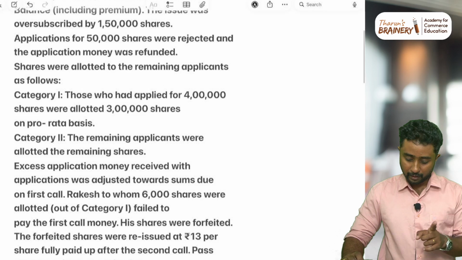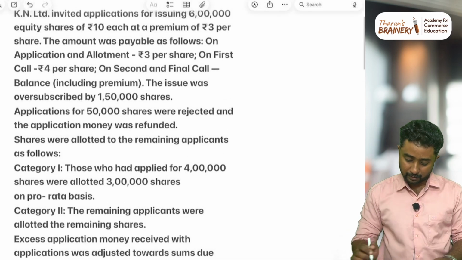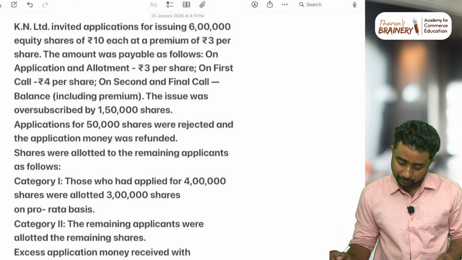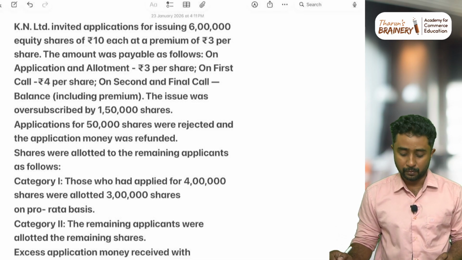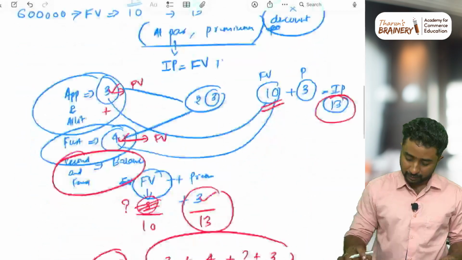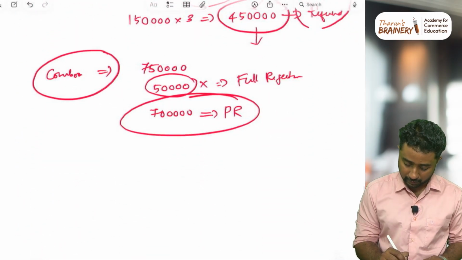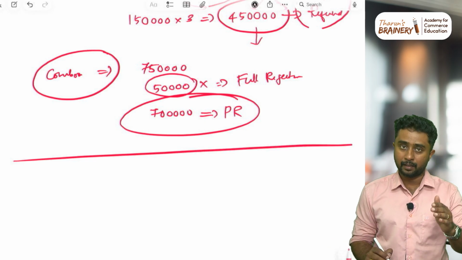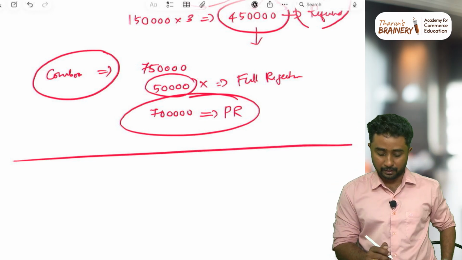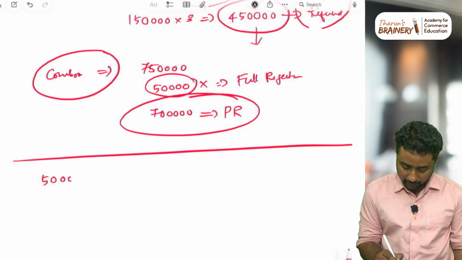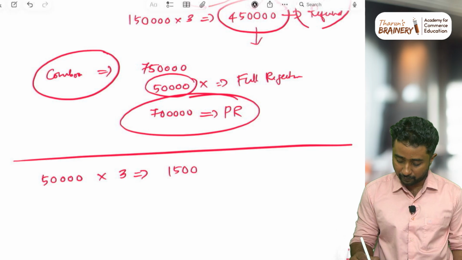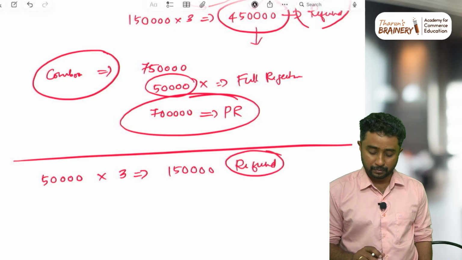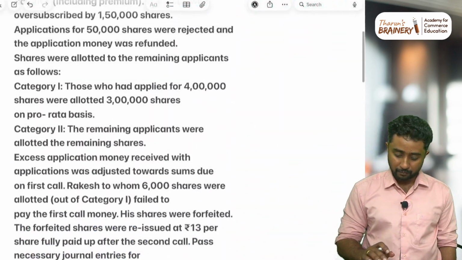As you can see here, shares were allotted. First they are saying like this: oversubscribed by 1,50,000 shares. Applications for 50,000 shares were rejected and the application money was refunded. So what they are saying? So first data that we can extract from here is, so I'm just drawing a line here. Hereafter I will be explaining with reference to the question. So 50,000 shares got rejected and the application money was refunded. That means 1,50,000 rupees we are going with refund. 1,50,000 rupees we are going with refund because we have gone with full rejection.